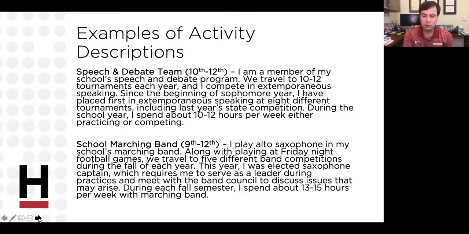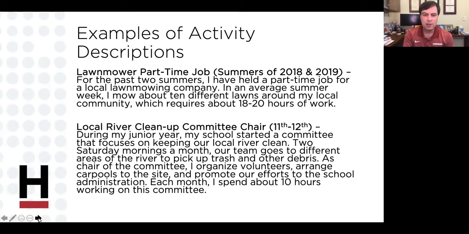Pause on here. You can read the one for marching band. I'll go to the next page. You can also pause here. I gave the example of a part-time job and also a service activity. Take a look at these. These are what I would consider to be good examples of description. So again, feel free to pause before moving on to the rest of the video.